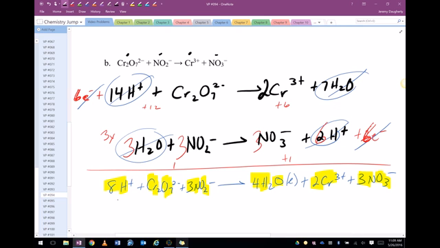Now we need to do the charge. That's a plus 8. That's a minus 2, which is a plus 6. Over here, plus 6. So there we go. Mass and charge balanced. We can tell that it's in an acidic solution because of the protons right there.